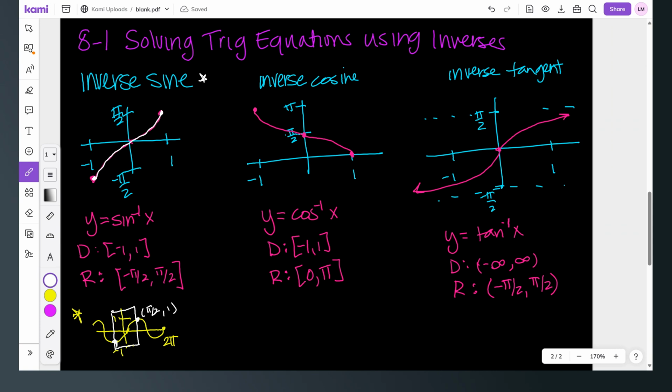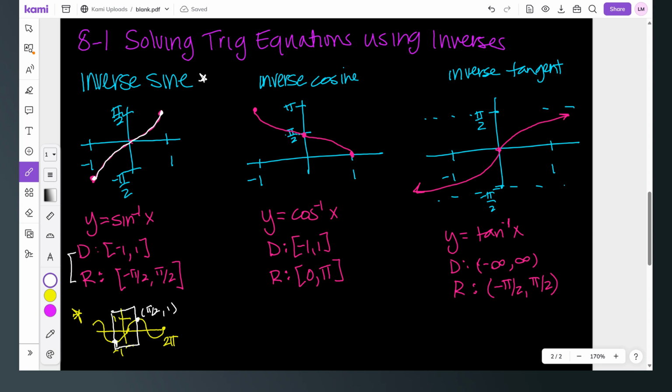Okay, so here's what that means. My domain for inverse sine is between -1 and 1. My range is between negative pi over 2 and pi over 2. So when we are solving equations in just a little bit, and they're asking us to find the inverse sine, both of these are going to come into play, and I'll explain that in just a minute. Let's go through the other graphs.